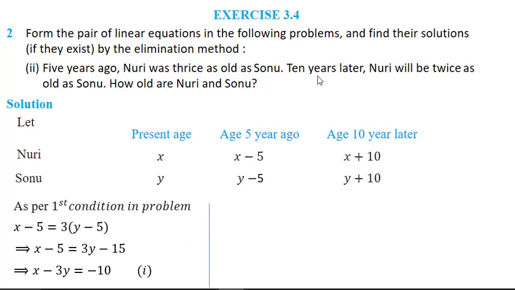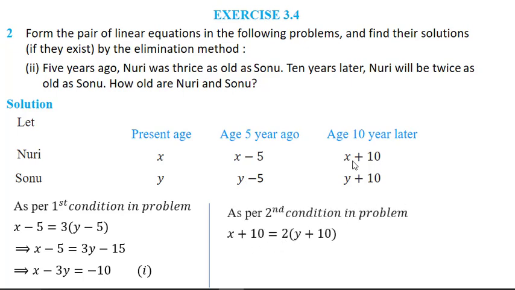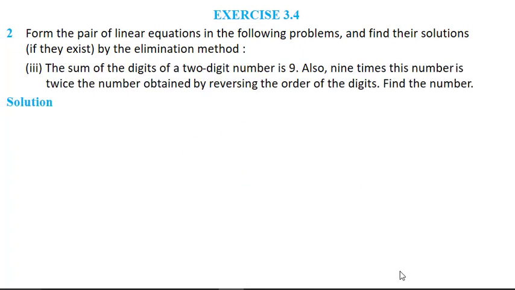And as per second condition, 10 years later, so after 10 years the age of Nuri will become X plus 10. So X plus 10 is equal to, it is given twice as old as Sonu, so it is 2 times Y plus 10. Again we will simplify, we get one equation. Now I have X minus 3Y equal to minus 10 and X minus 2Y equal to plus 10. What we can do? We can subtract equation 1 from equation 2 and we get the value of Y. We substitute that value of Y either in equation 1 or in equation 2 and we will get the value of X.